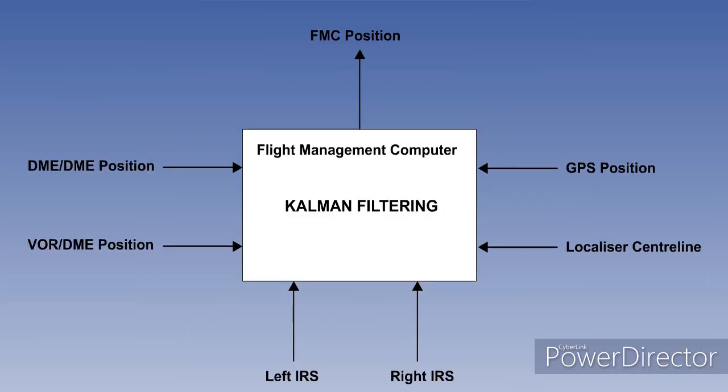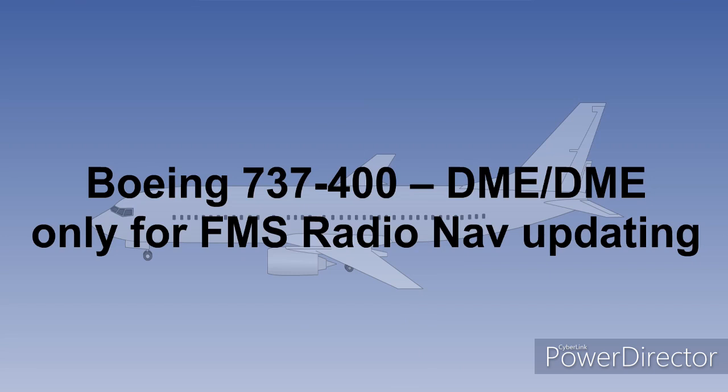Finally, we'll look at radio navigation updating in the Kalman filter. The IRS positions can be filtered against GPS, DME-DME, VOR-DME, or localizer, with the preferred priority depending on the radio navigation aids fitted to the aircraft and the software vintage of the FMS. However, the EASA ATPL radio navigation exam uses one of the designs fitted to the Boeing 737-400 for some of its specific questions.